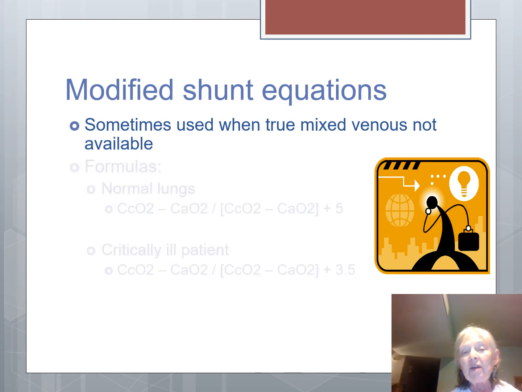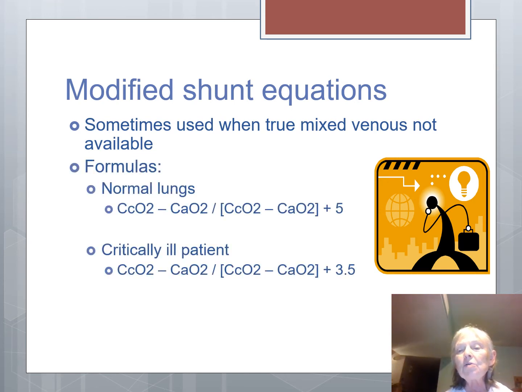For the most part, we're still going to use what we have available to us. If you notice, we still have the CcO2 and we still have the CaO2. What we're going to do is substitute for normal lungs a +5. And where does that +5 come from? You're going to see this on a slide coming up on my board slide. It's the difference between the little aO2 and the CvO2. This is normal. So you do your subtraction, add your 5, and then divide it into the CcO2 minus CaO2.